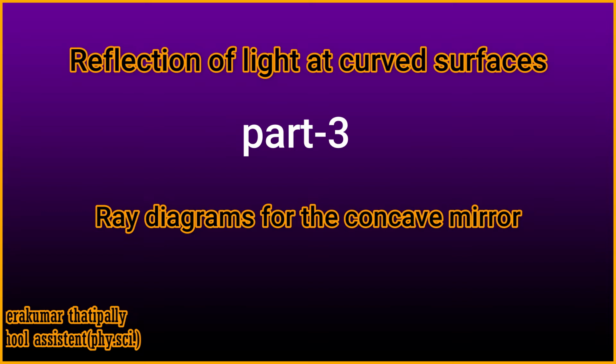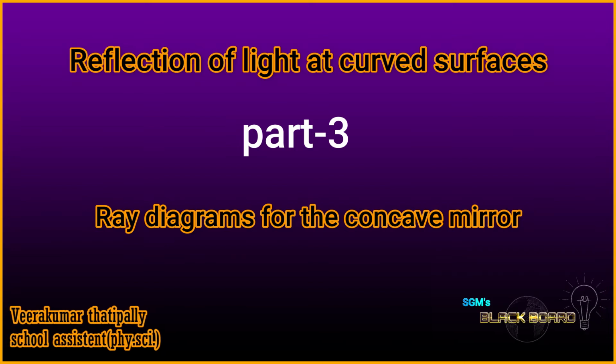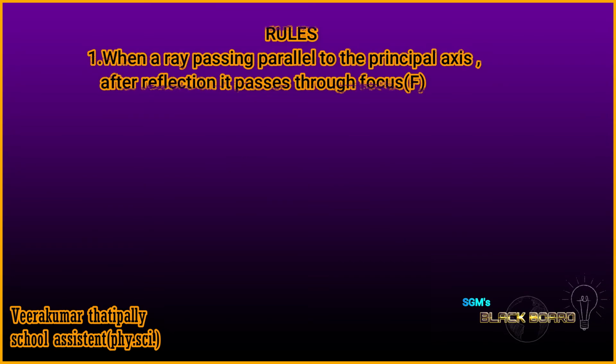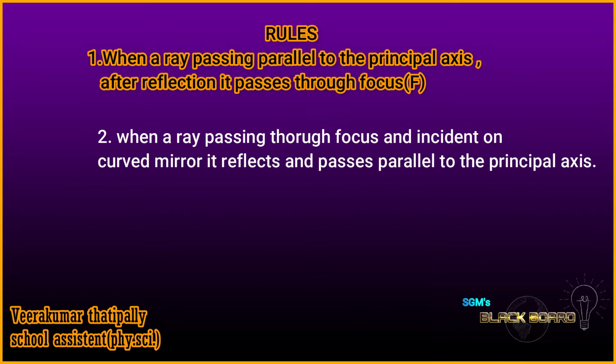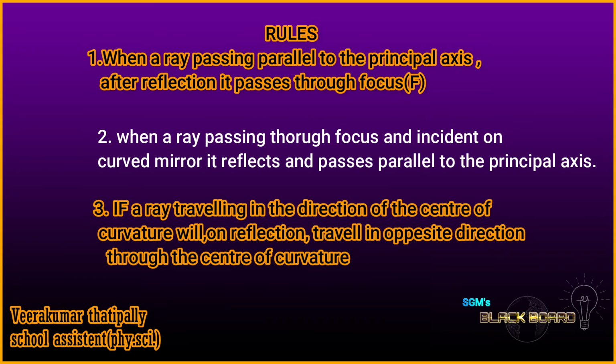To draw the ray diagrams, we have already discussed in the previous session that we have to follow some rules. When a ray is parallel to the principal axis, after reflection it passes through the focus. The second rule states that when a ray is passing through the focus point, then after reflection it passes parallel to the principal axis. Third, if a ray is passing through the center of curvature of the mirror, after reflection it also passes through the center of curvature.